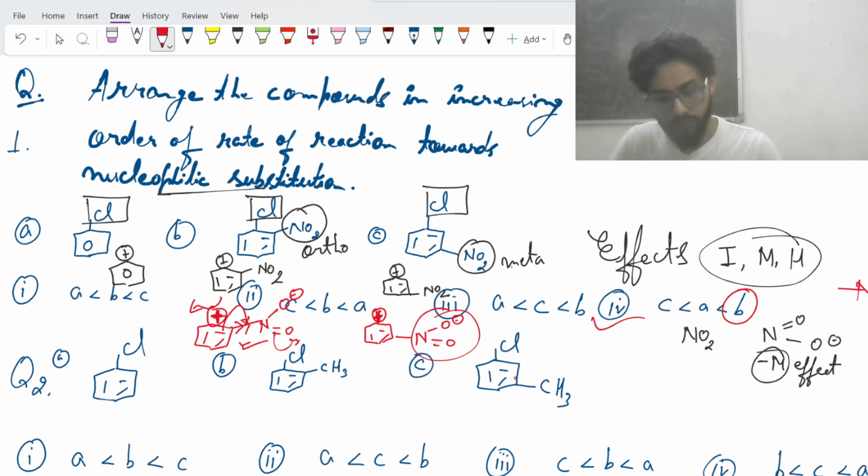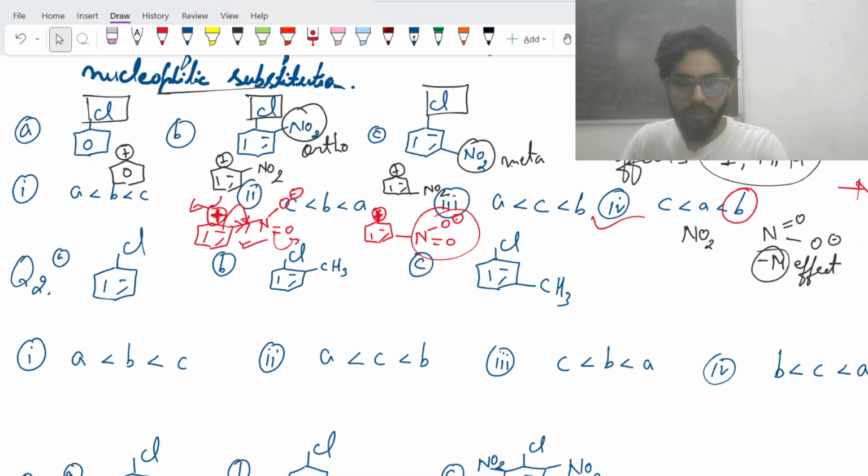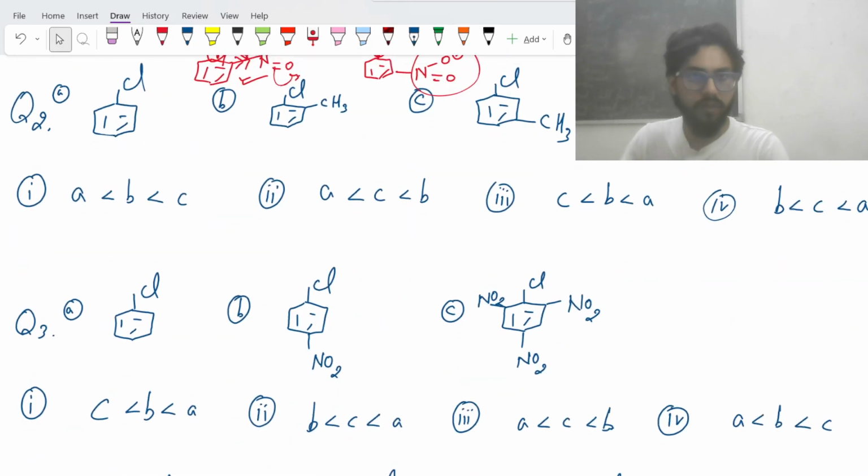Very important concepts that you need to keep in mind: this is the mesomeric effect, okay. And SN1, basically the good SN1 will be at that point where we have the good carbocation. So all right, let's move to the next question. This is question number 2, and in this question we have the same kind of scenario over here. SN1, which one favors the SN1?